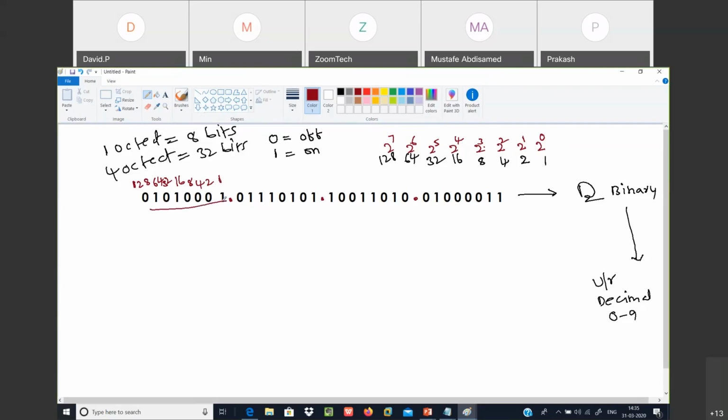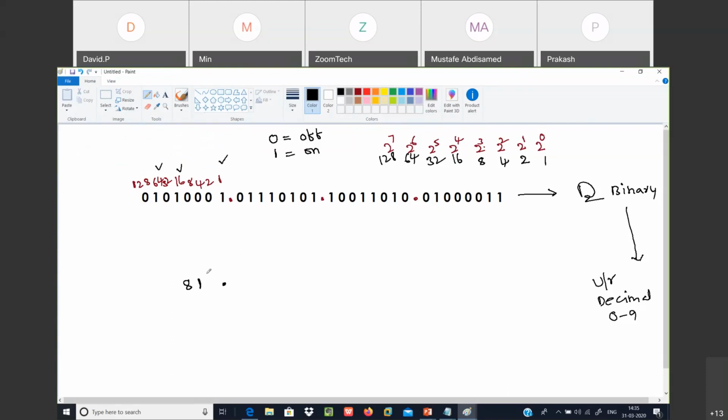Now 0 indicates off. In the first octet, which bit values are on and which are off? Here 64 is on, 16 is on, and 1 is on. So the total is 64 plus 16 plus 1. What's the value? The first octet value in decimal is 81.